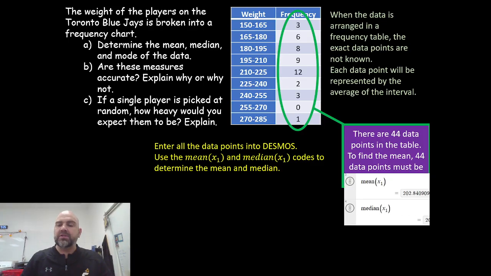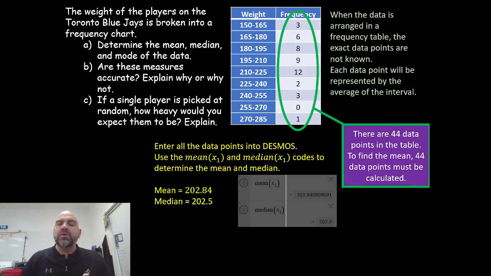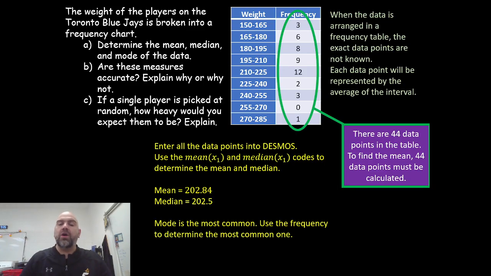Now, we're going to use our codes, the mean and median codes, to determine the mean and median. This is the way they look when you plug them into DESMOS. If you're using a different program, it might look a little different, but we find that we have a mean of 202.84 and a median of 202.5, which happens to be really close together, which is really nice. So that's going to be our mean and median. Then our mode is going to be the most common. We look back at our frequency table and realize that the 210 to 225 range is the most common. So 217.5 is going to be our mode.